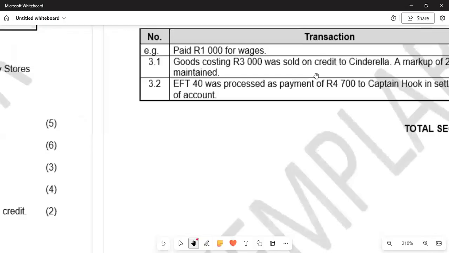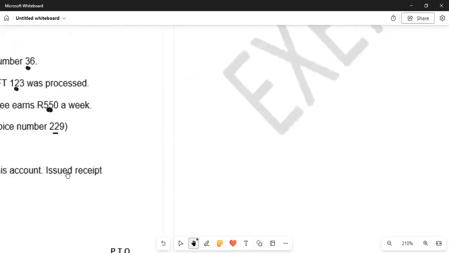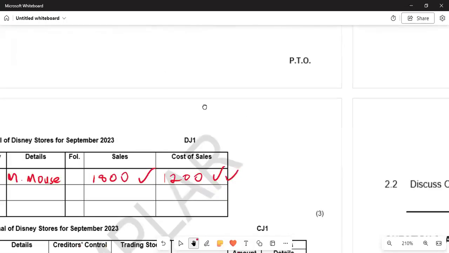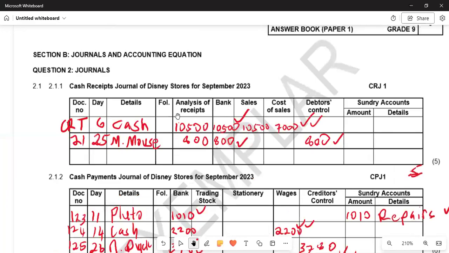I want us to go to the answer book first, before we do the accounting equation, and see how we are going to treat our cash payments journal, debtors journal, as well as creditors journal. So here we are on our answer book. If you can see, we have the document number. The document number is very important, it will always be there. It makes it easy to track and locate a specific receipt. Also, it makes it easy for the auditors. So it's very important to know that. Also, we have a day.